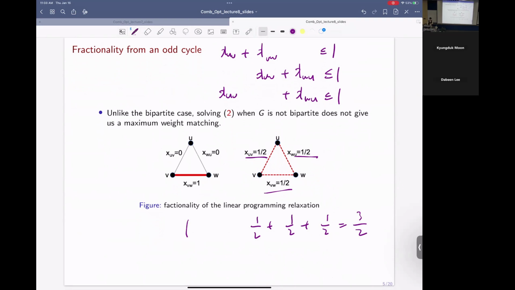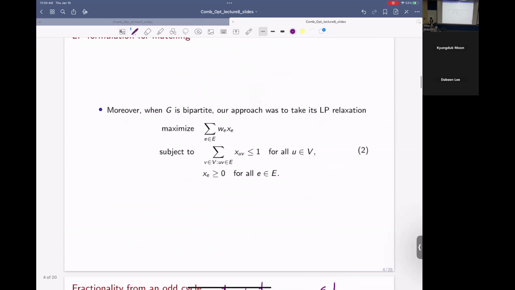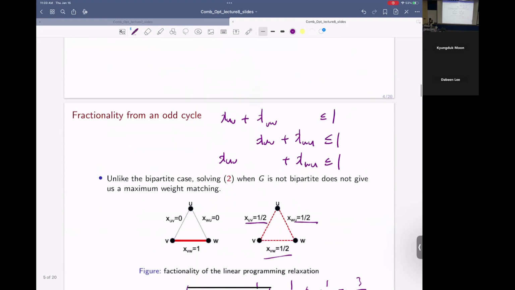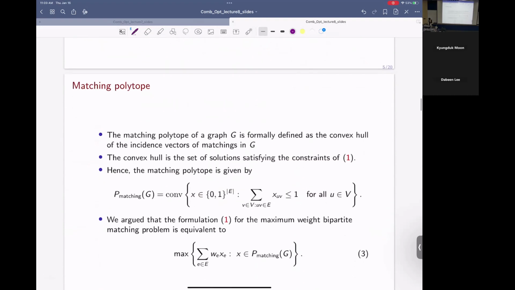So when you have an odd cycle, the maximum value of the LP relaxation can be strictly greater than the maximum size of a matching. So you cannot use this LP relaxation when your graph is not bipartite. So that is the idea.